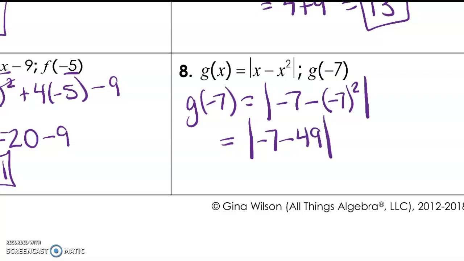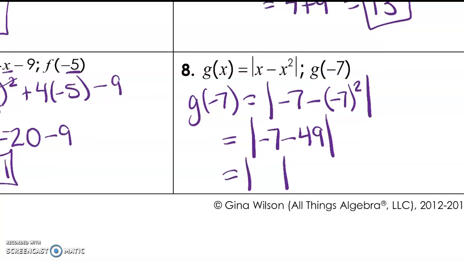We do not change those both to positives. You do all of the work before you to get down to one number, which is negative 56. Then we take the absolute value of negative 56 to get positive 56 for our final answer.